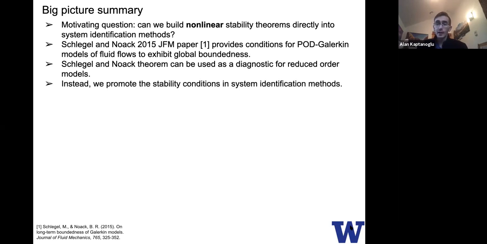We actually take a different direction. Instead, we promote these stability conditions directly during the model finding process itself. Rather than checking if the model is stable at the end, we build the stability condition into the search.